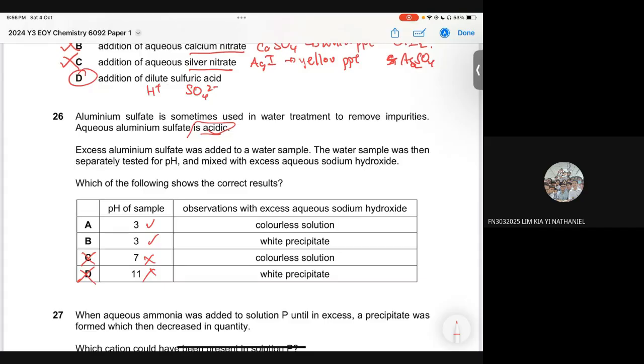Next, when I add it to excess aqueous sodium hydroxide, take note, excess. I know that for Al3+, it will form a white PPT, but then it will dissolve in excess. After it dissolves in excess, it gives you a colorless solution. So therefore, the answer will not be B, because you won't have a white PPT if you add excess. It will just be purely a colorless solution. So therefore 26 is B.